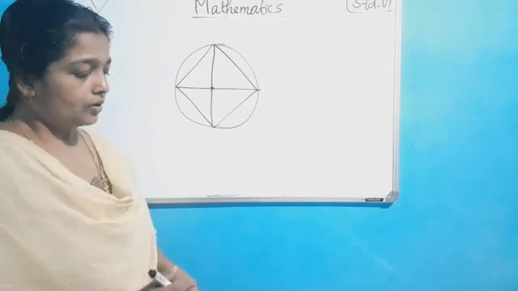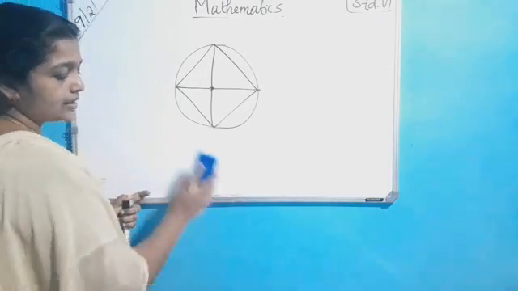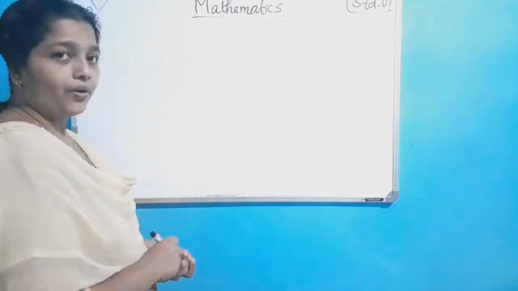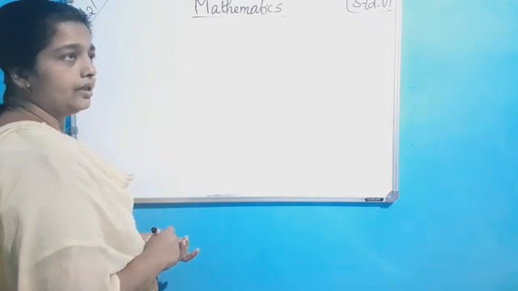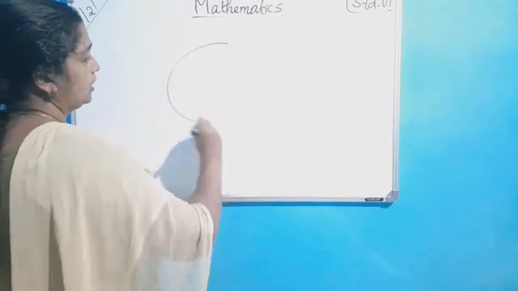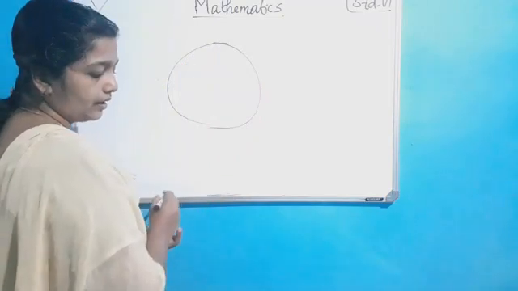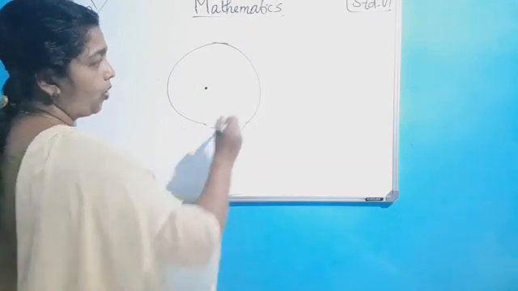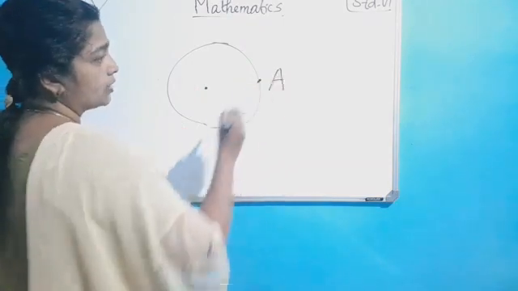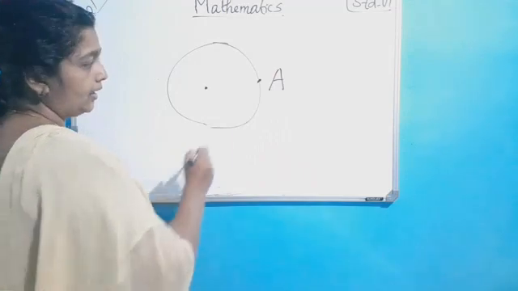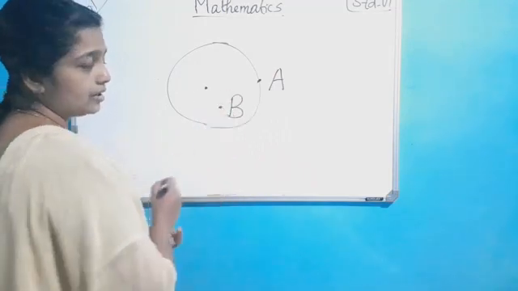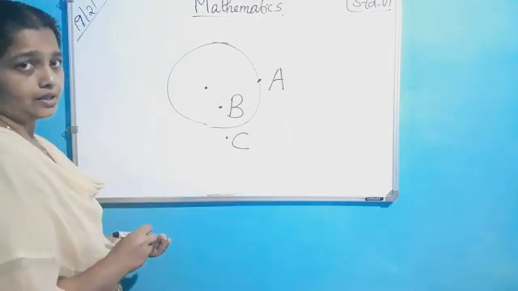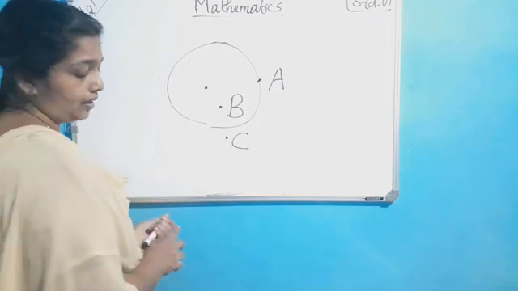Next one. Draw any circle and mark points A, B, C such that A is on the circle, B is in the interior and C is in the exterior. You can draw any circle using any measurement. First draw the circle, then mark the points. This is the center. A is on the circle, so put a point on the circle. Next, B is in the interior of the circle. Next, C is on the exterior. Understand? Yes. Next question.